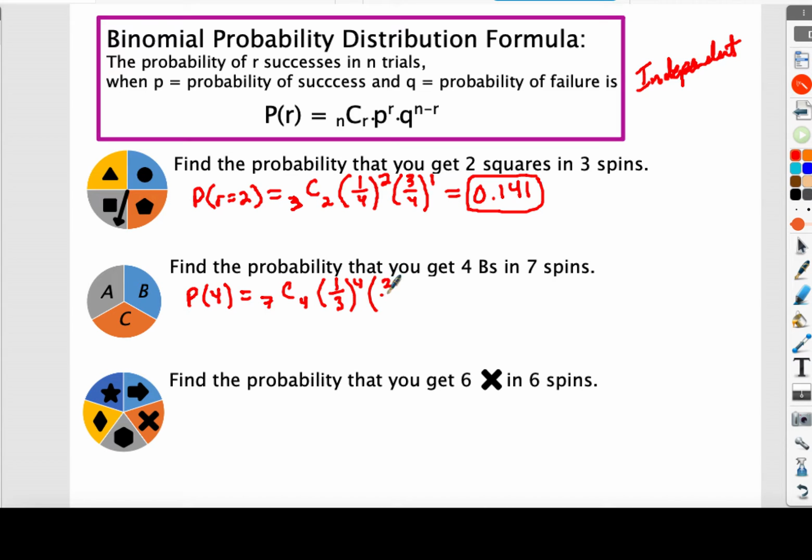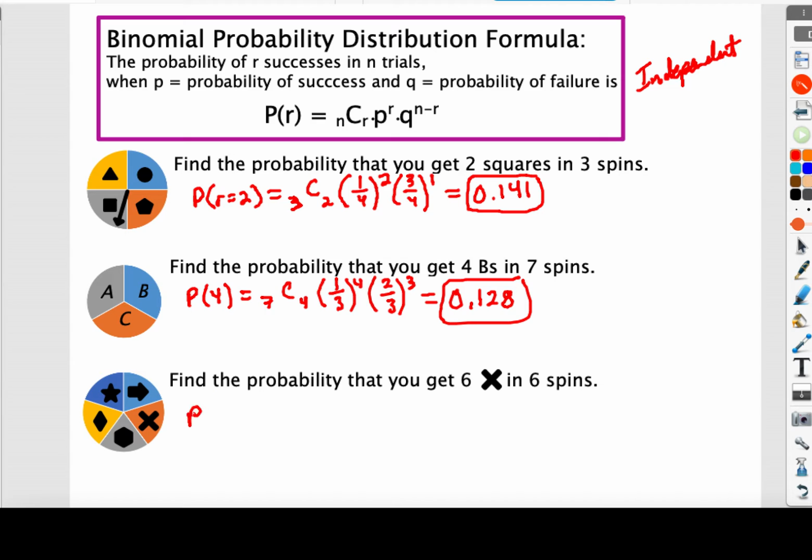And there is a 2/3 chance of not a B. I'm not worried about A and C separately. I just know there's a 2/3 chance of not B. So there are 3 of those that need to happen if we're doing 7 total spins. 4 successes, 3 failures. And if you calculate those numbers and multiply it all out, it should be 0.128. There's our probability written as a decimal.